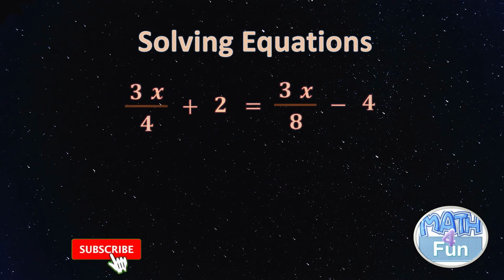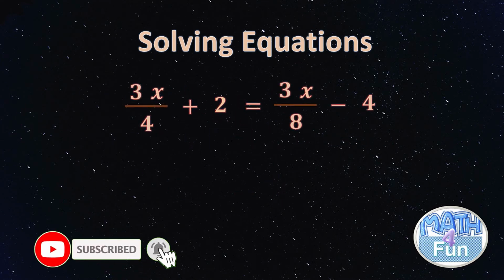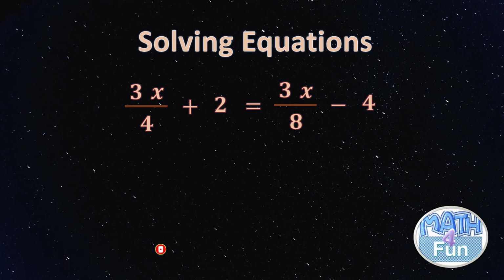Here we have 3x over 4 plus 2 equals 3x over 8 minus 4. Here we have fractions. To solve this, we first find the common denominator for 4 and 8. Since 8 is a multiple of 4, we can consider 8 as the common denominator.